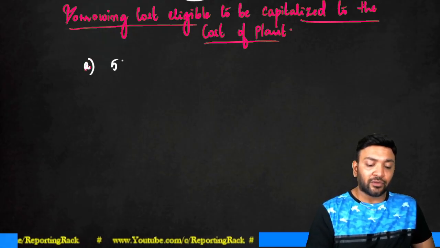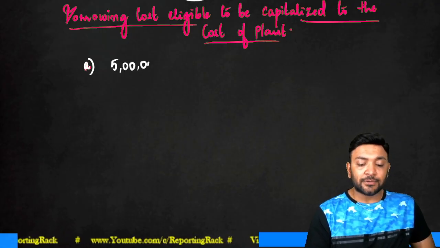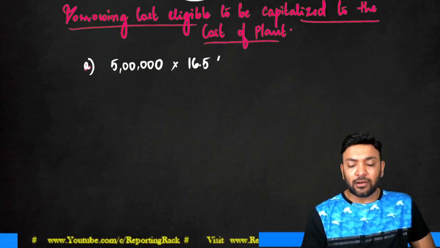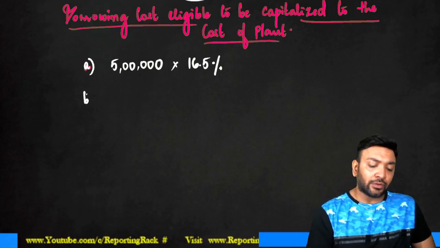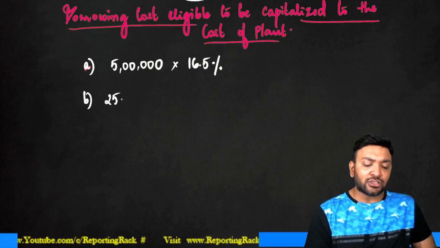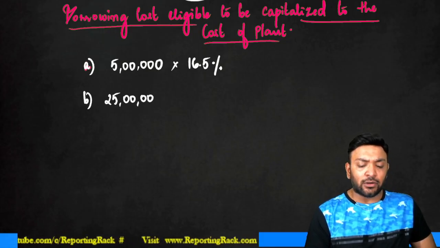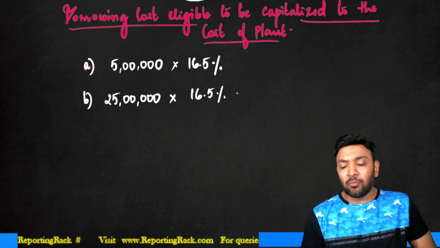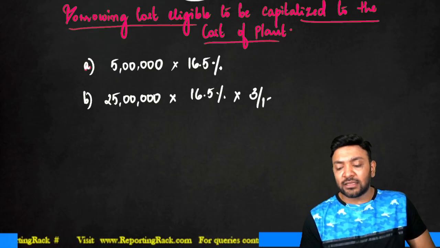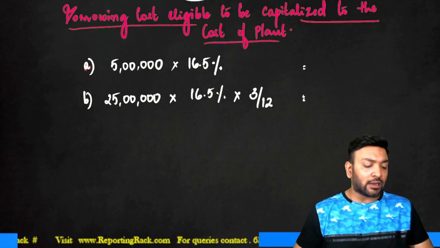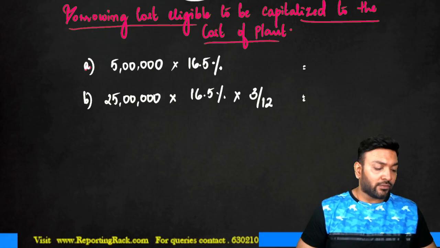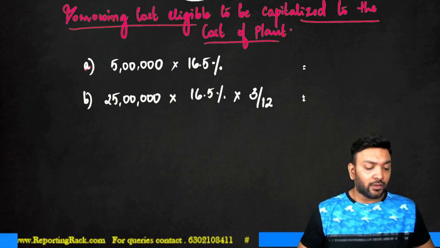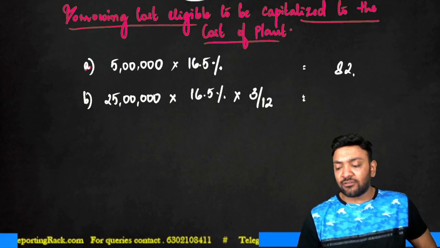First one, 5 lakhs into 16.5% throughout the year. 25 lakhs utilized on 1st Jan, same rate of capitalization rate, but only utilized for 3 months. Calculate the amounts. 5 lakhs into 16.5% is 82,500.